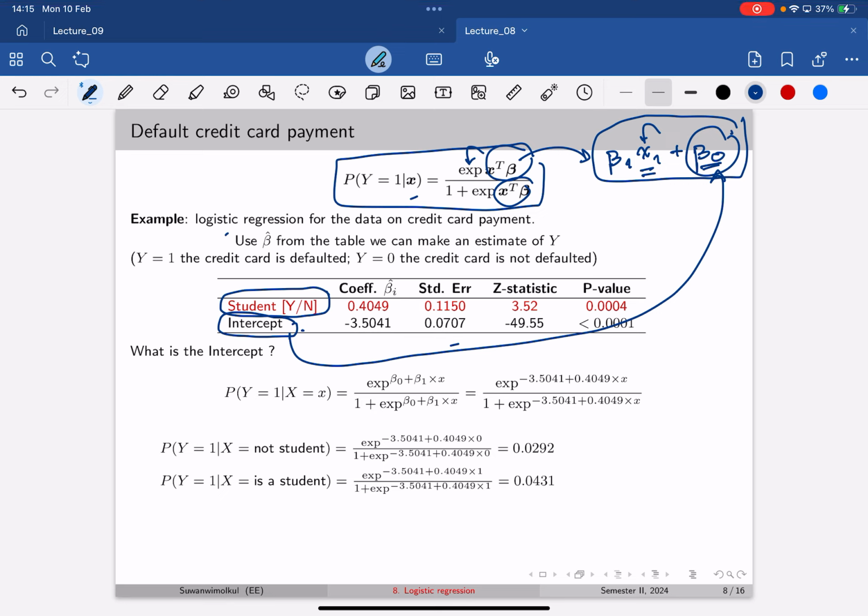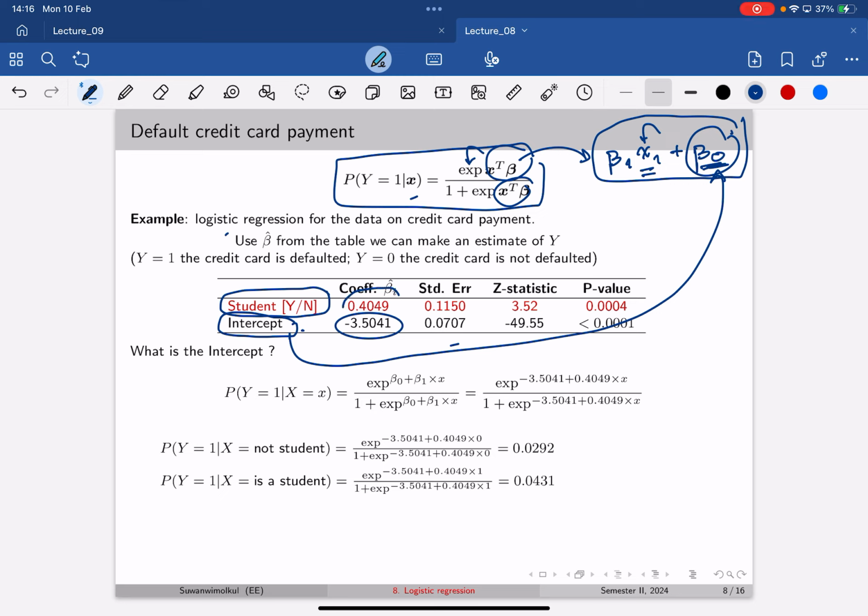In this case, as you can see, regardless of whether or not that person is a student, you have a negative 3.5 here, which we know that if we have a negative value, the sigmoid function will map that to 0. So that means it is unlikely to default on that credit card. So that credit card is unlikely to be canceled.